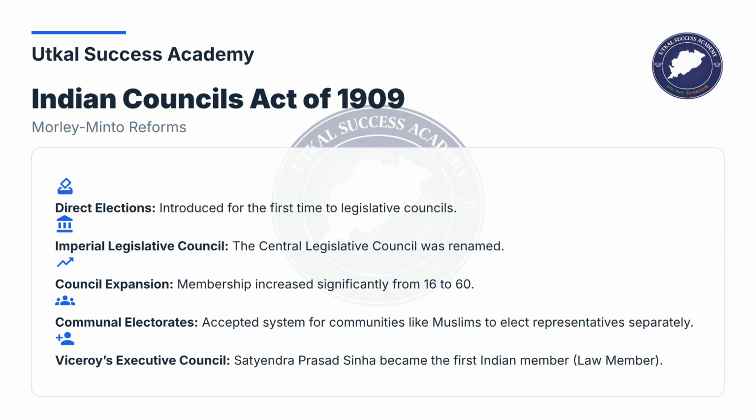This act significantly expanded the legislative councils and introduced direct elections for the first time, albeit with restrictions. The 1909 Act tragically introduced the system of communal electorates for Muslims, permanently institutionalizing the separation based on religion. It also appointed Satyendra Prasad Sinha as the first Indian member of the Viceroy's Executive Council.